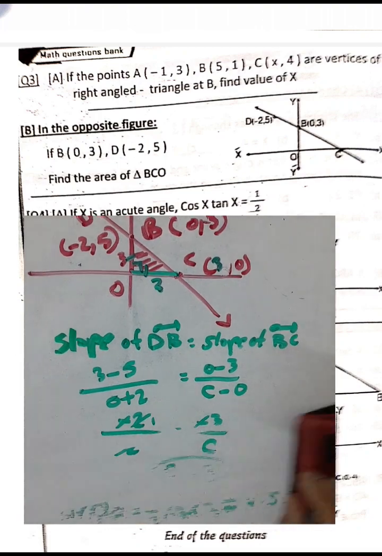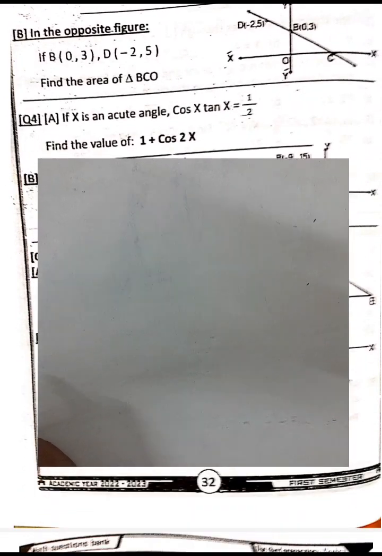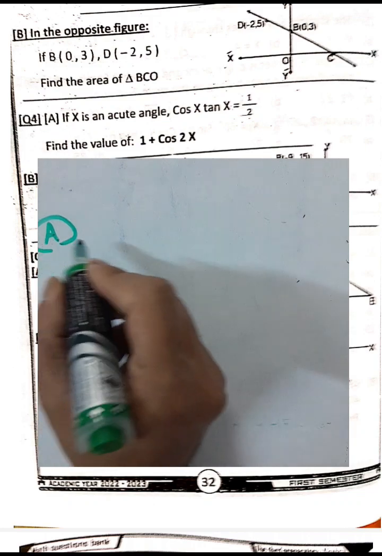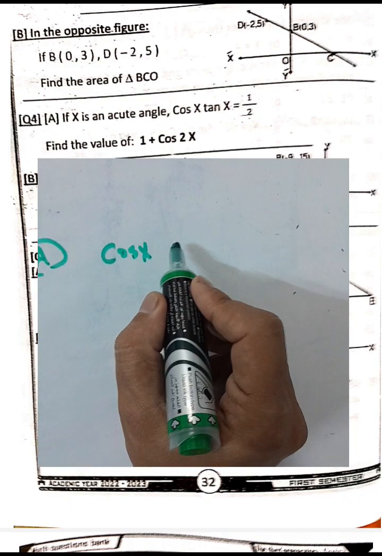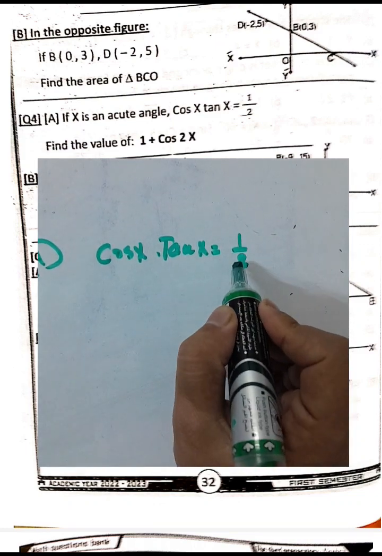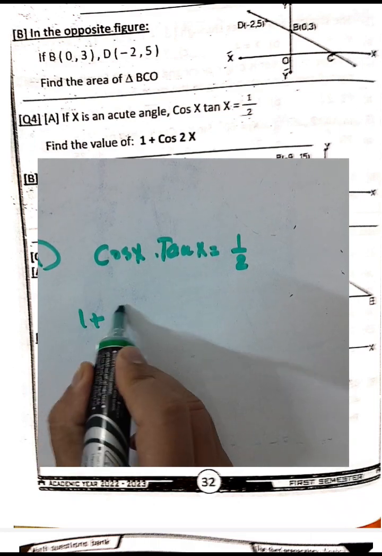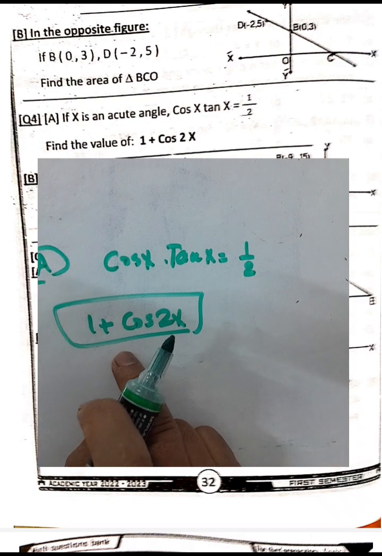Okay, next question. We have question number 4, letter E. In this example, if x is an acute angle and cosine x product by tan x equals 1 over 2, find the value of 1 plus cosine 2x. We want to find the value of 1 plus cosine 2x.